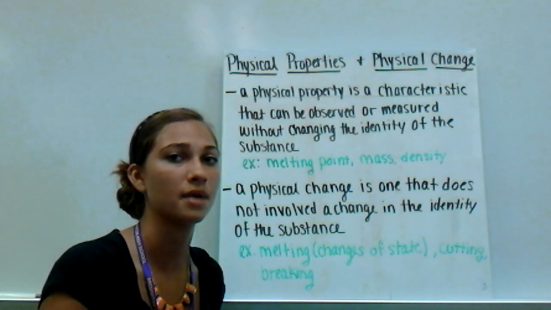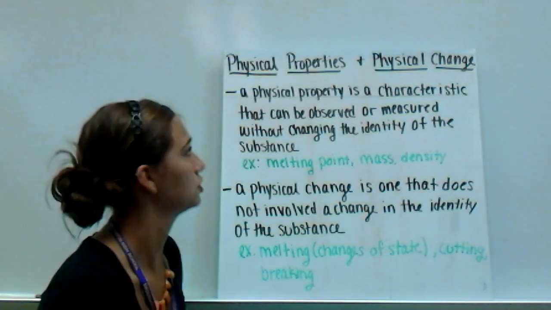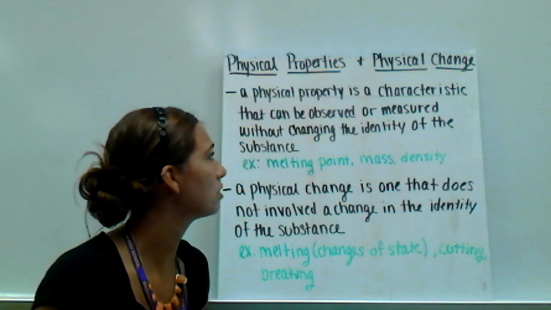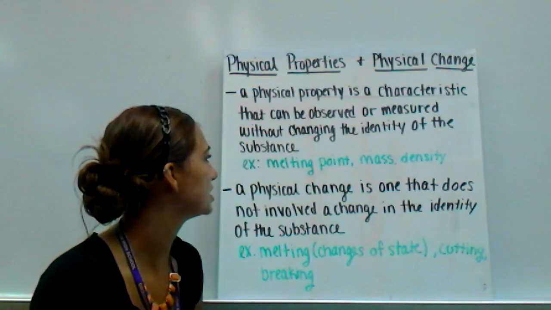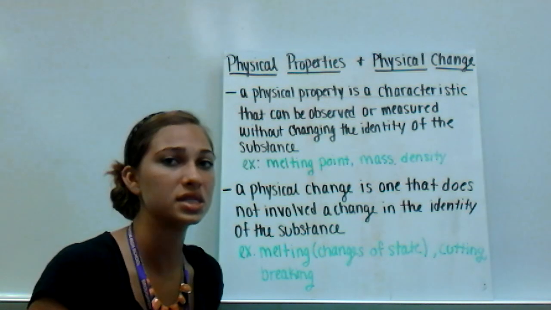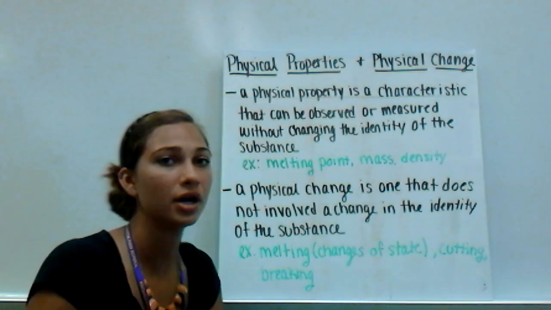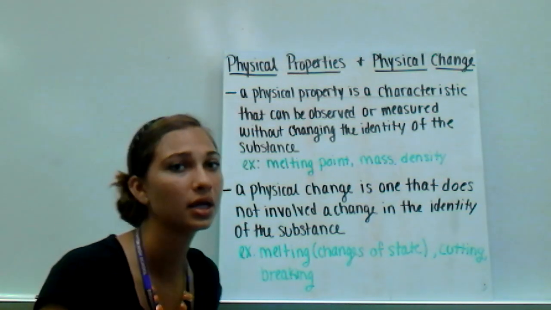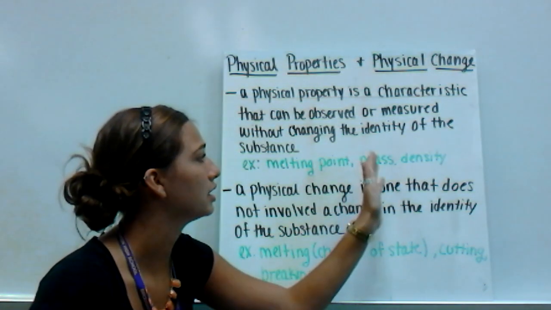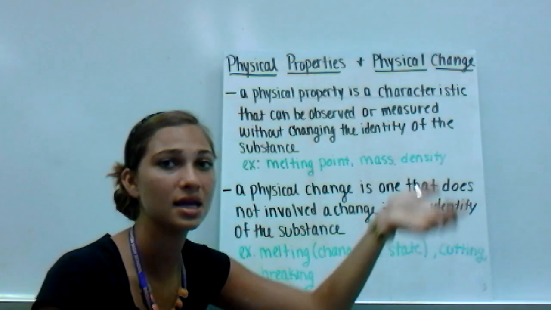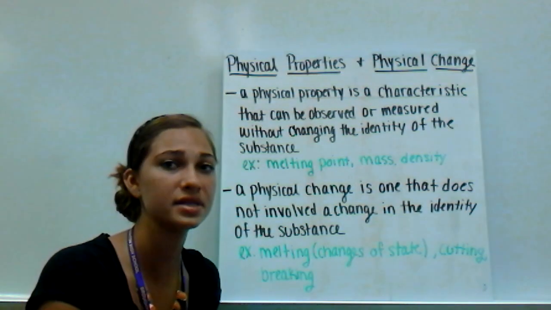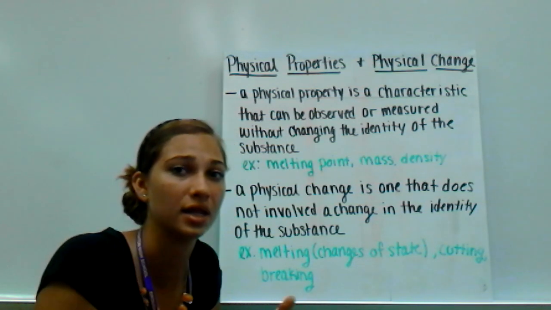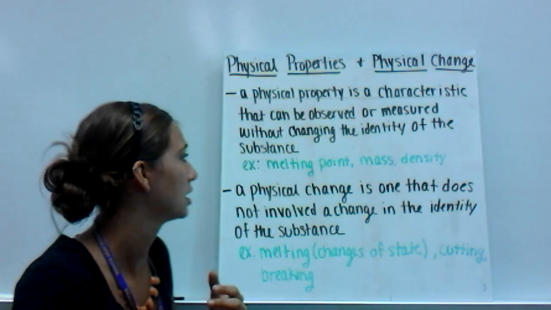Alright, so now we're going to talk about physical properties and physical change. A physical property is a characteristic that can be observed or measured without changing the identity of the substance. So let's think about water here. Water has a specific melting point, a specific freezing point, all that, and then we're talking about mass and density. Those are physical properties of a substance, like how much does that substance weigh and what is the density of that substance.